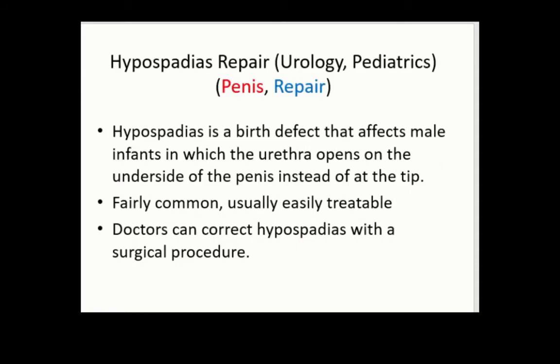I wanted to put this in here. It's not mentioned in the textbook, but it's fairly common, specifically if you are working in a urology or pediatrics practice. Hypospadias is a birth defect that affects male babies, where the urethra is opening on the underside of the penis instead of at the tip. It's pretty common, easily treatable, and the surgeons correct that. My nephew was born with it, and I think he was about 18 months old when they went in and did that surgery.